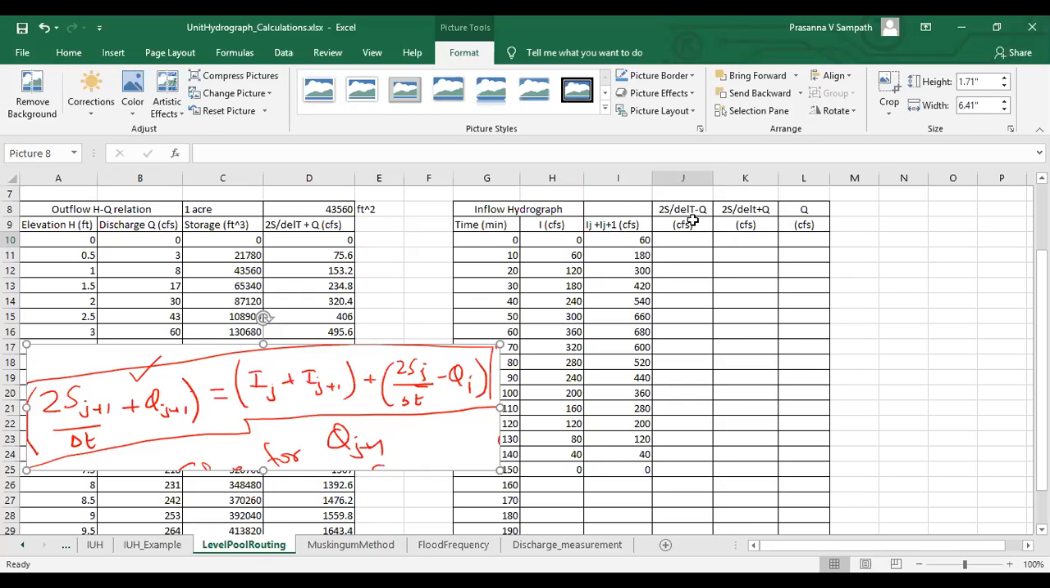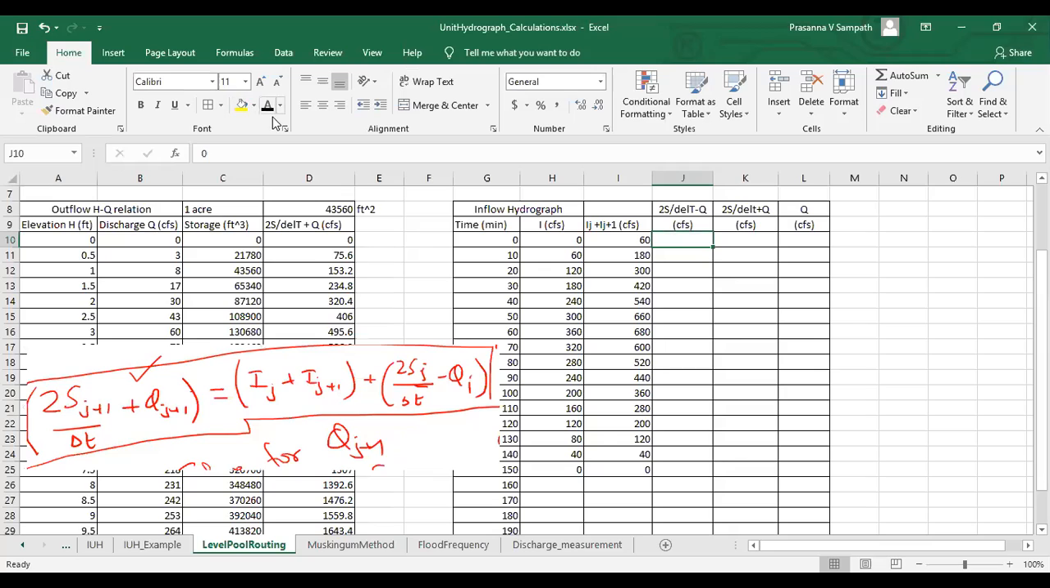The next column is 2s by delta t minus q, which I need to know at time step j to be able to solve for time step j plus 1. Everything on the right hand side is known, everything on the left hand side is unknown. So if I know these values at time step j, I can find out these values at time step j plus 1. At time t equal to 0, the head was 0. So therefore, q and s were also 0, so this cell, 2s by delta t minus q, is simply 0.